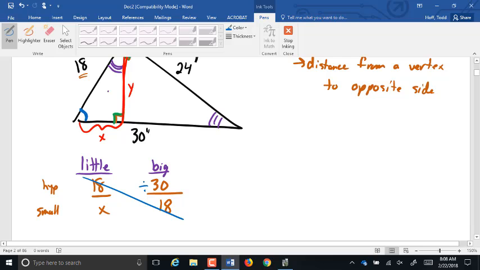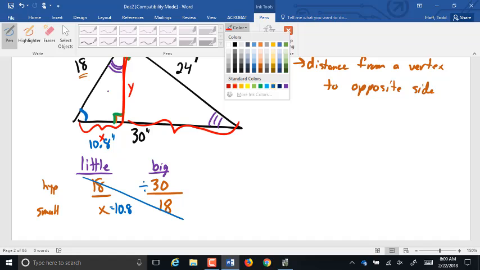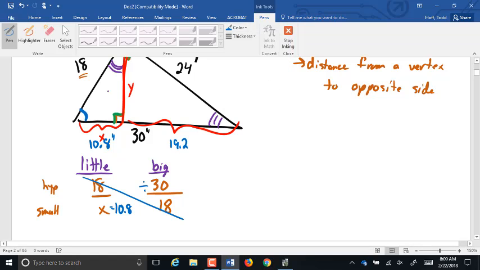which is 108. 10.8. You divide by 3, not 30. X is 10.8 inches. By the way, that means this length must be what? 19.2. How did I get that? Subtracted from the 30. Very good.